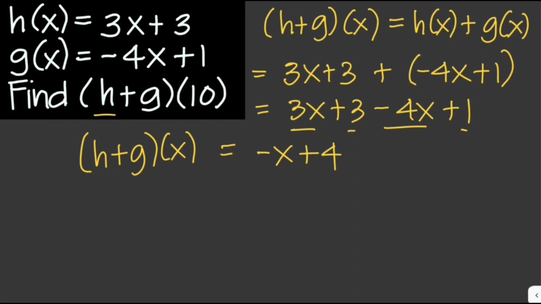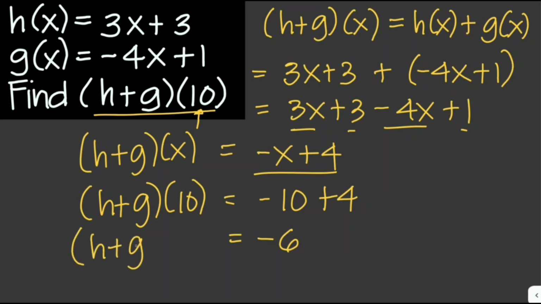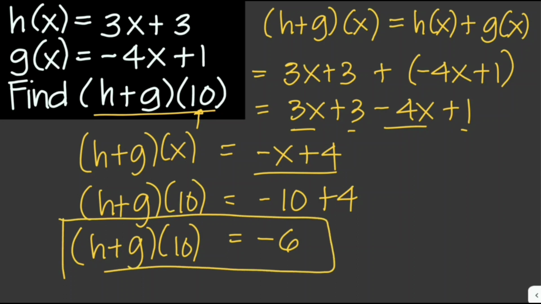And now we can solve for h plus g of 10. So all we have to do is we plug in the value of x here, which is equal to 10, to the new function. So that would be h plus g of 10 equals the negative of 10 plus 4. So this is just equal to negative 6. Therefore, h plus g of 10 is just equal to negative 6.